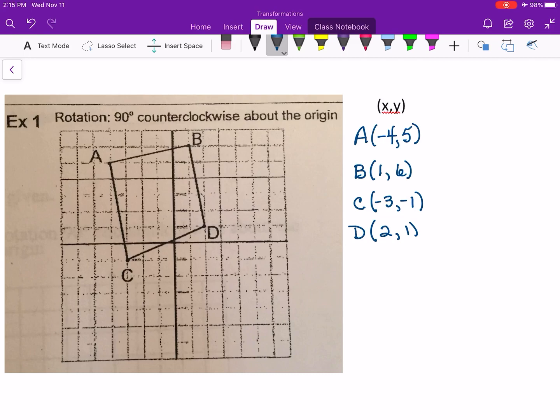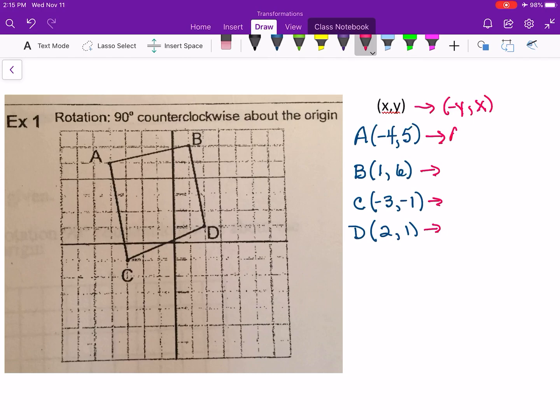Now let's do our transformation on that. Since we are going to rotate it 90 degrees counterclockwise, we're not going to think about spinning anything. We're going to follow our rule. Remember, the rule was (x, y) becomes (negative y, x). And we're just going to follow that rule.